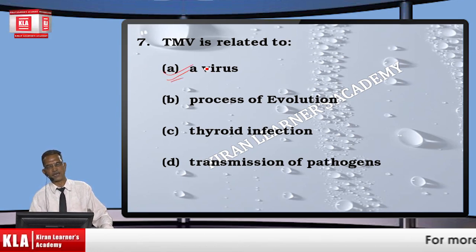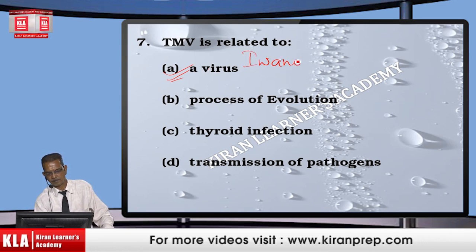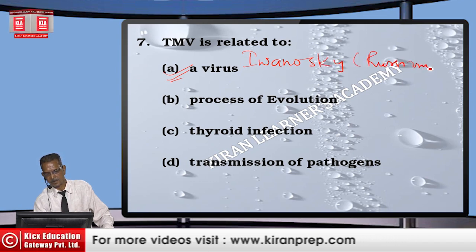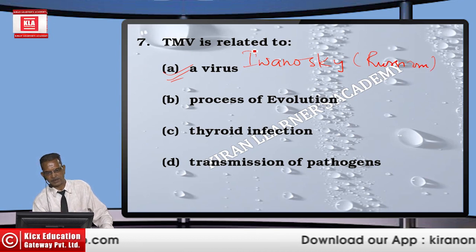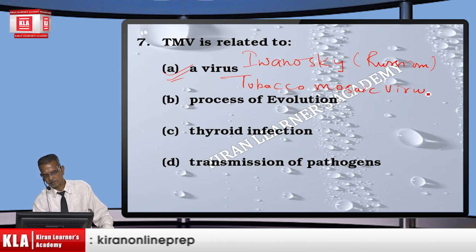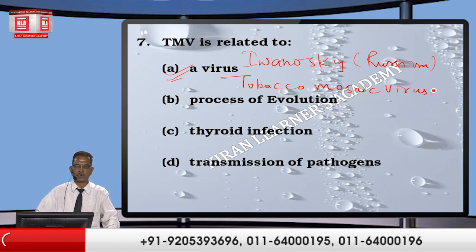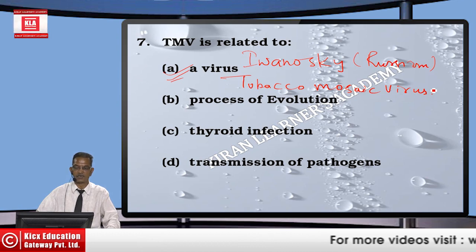Initially, the discovery of the virus by Ivanovsky, a Russian scientist, was done by using TMV, which stands for tobacco mosaic virus. TMV stands for tobacco mosaic virus, which was the first virus to be discovered and isolated by the Russian scientist Ivanovsky. So TMV is related to a virus.